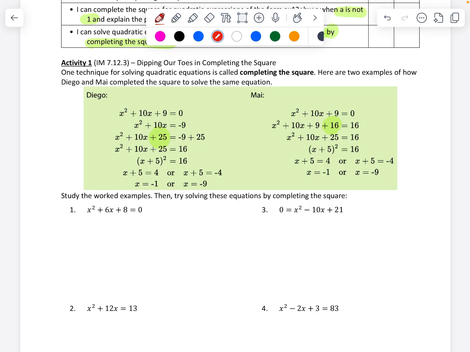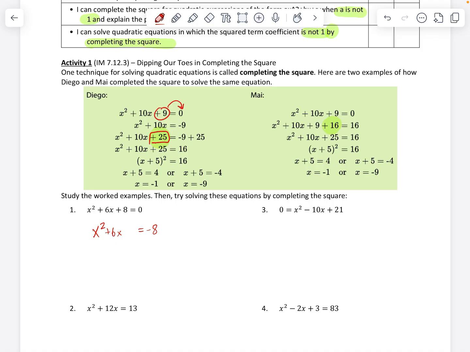I personally like Diego's method, but May is completely correct as well. And so we're going to try solving using Diego's method here. And if you've done May's method, then that's great too. So Diego's method here, he moves the constant to the other side, right? He moves this -9 over. And then he does this strange thing where he adds 25.